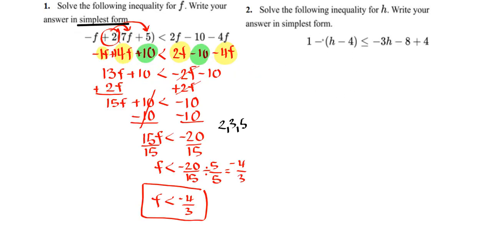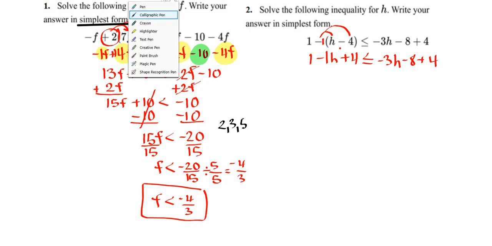So here we go. The first thing I'd like to point out is that if you're going to distribute a negative through the parentheses, adding a 1 isn't going to change anything. So for example, notice that negative 1 distributed to h is negative 1h. Negative 1 distributed to negative 4, a negative times a negative is a positive, so that's positive 4. Don't forget to bring this 1 down, and then we have less than or equal to. And then I'm going to write negative 3h minus 8 plus 4.